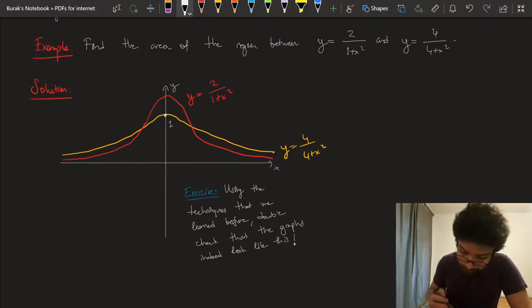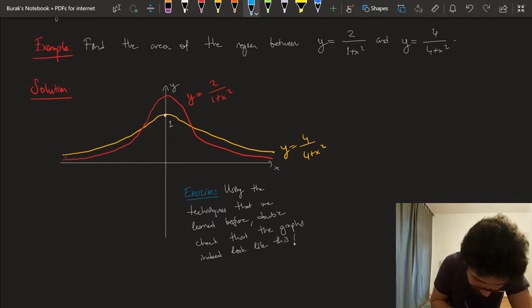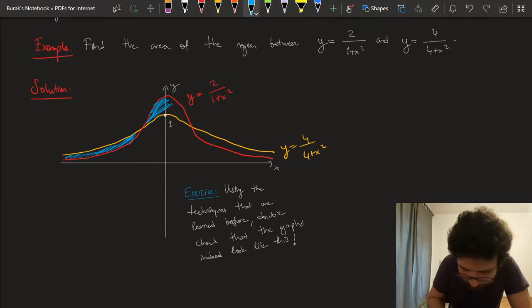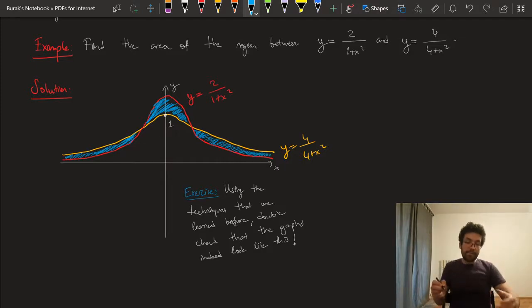Now, I want to find the area of the region between these curves. But the region between these curves is actually not a bounded region. It extends to infinity. So it goes like this, which means that when I need to integrate to find the area of this region, I need to integrate over an unbounded interval. So I'm going to have an improper integral.